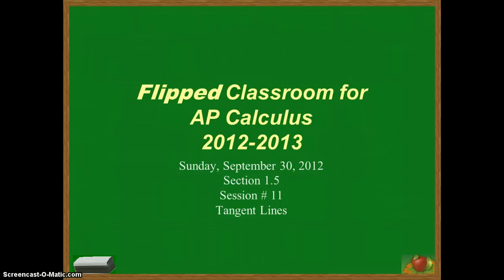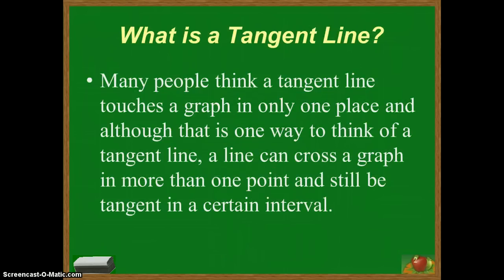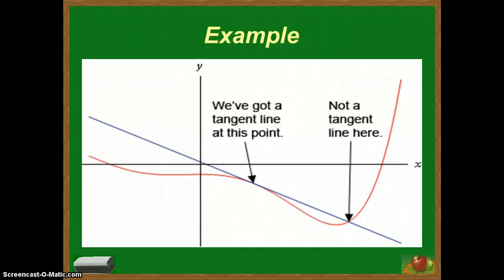Here we go. What is a tangent line? Many people think that a tangent line is where the line just touches the graph in only one place. Although that is one way to think of a tangent line, a line can cross a graph in more than one point and still be tangent in a certain interval. We'll see in the next slide how that can happen.